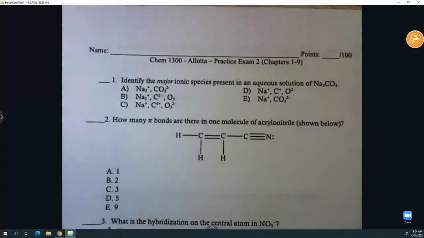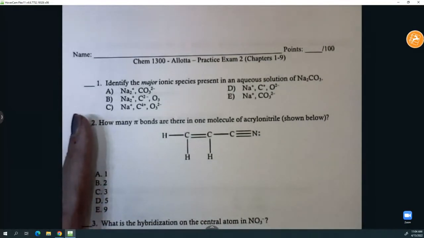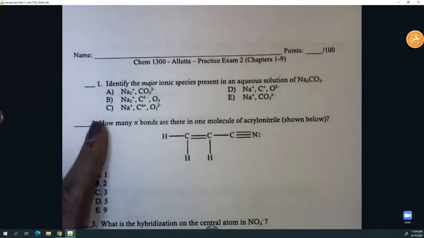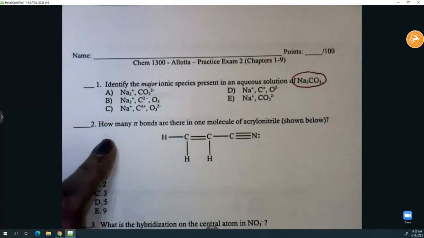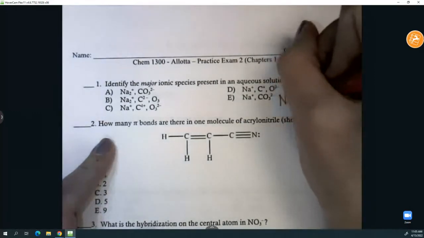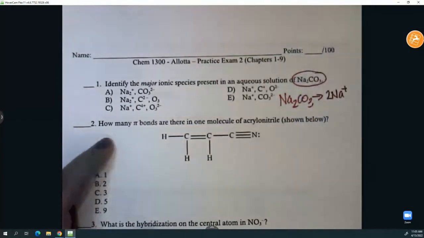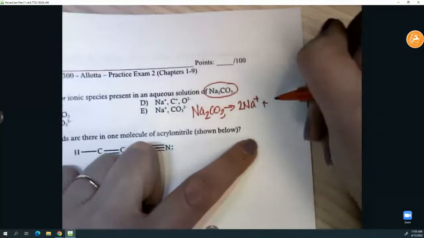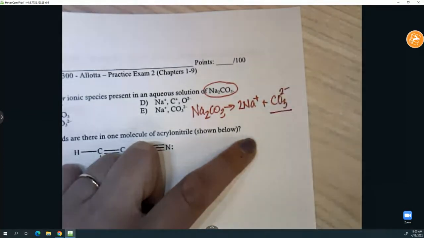Okay, so identify the major ionic species present in an aqueous solution of sodium carbonate. All right, so major ionic species, this means what will this separate into when it is in water? I know it's going to separate into 2 sodiums, and a carbonate ion. So the important thing to know here is that the carbonate all stays together.